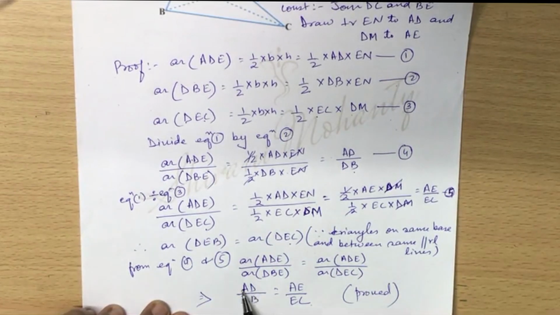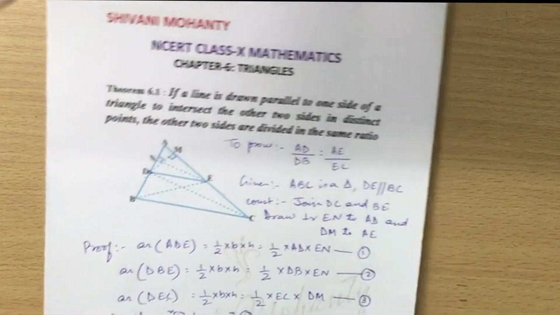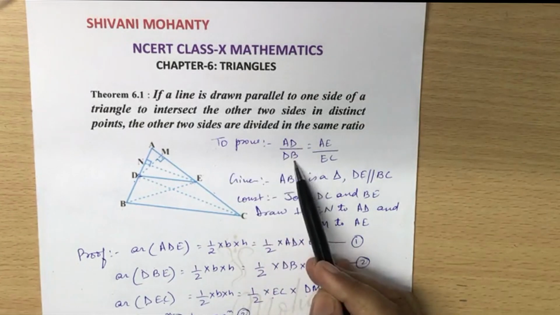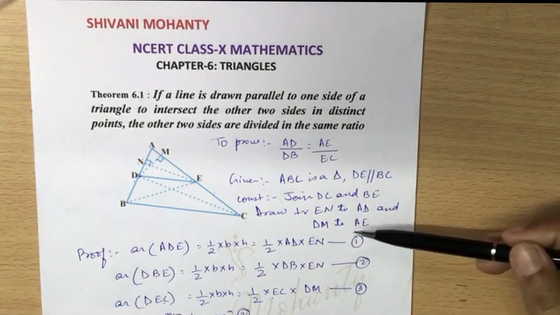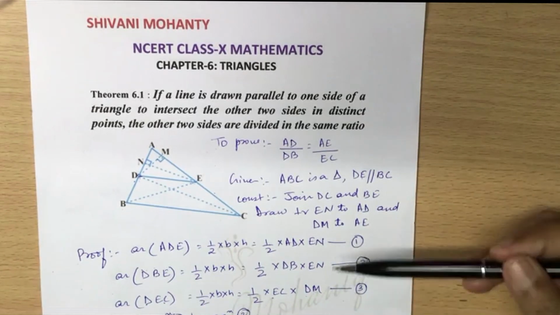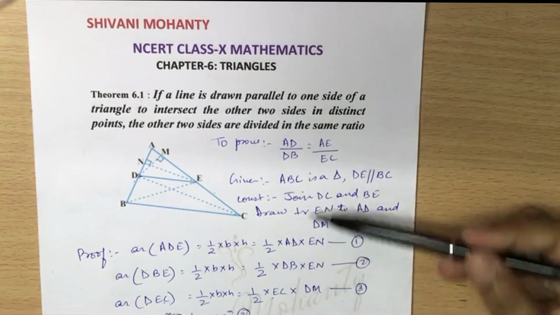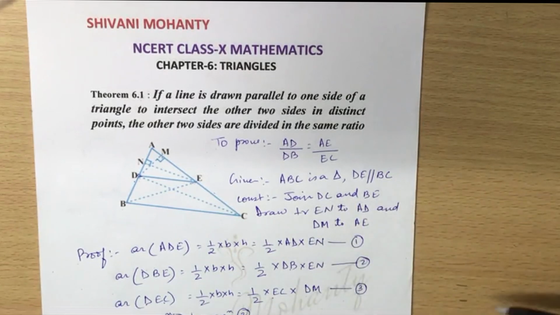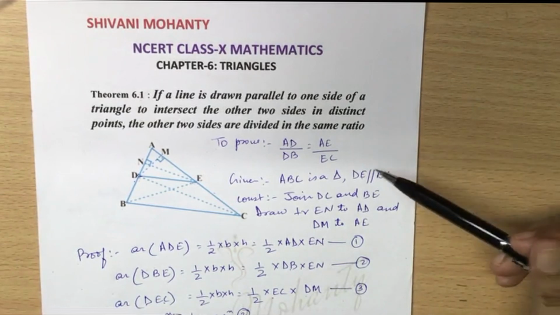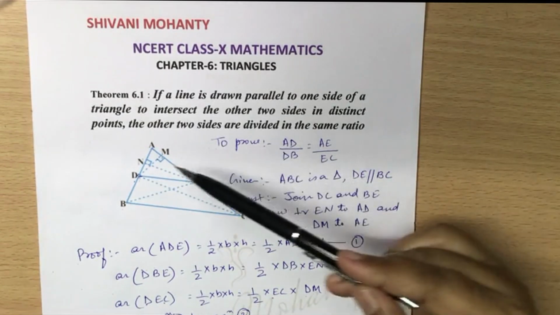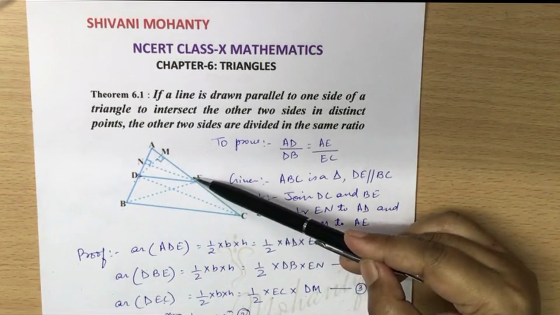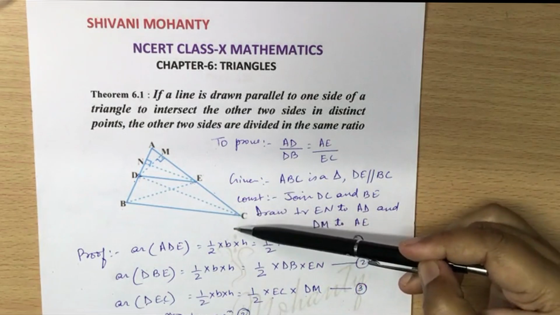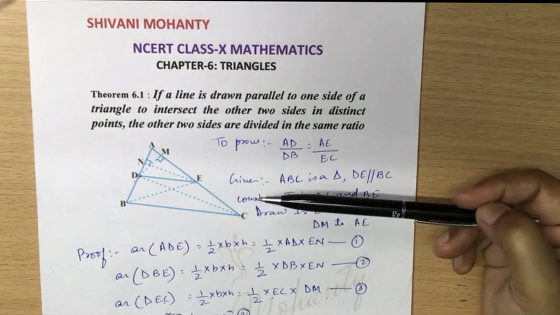Now check. AD by DB is equal to AE by EC. So what was our initial claim to prove? AD by DB is equal to AE by EC. So this theorem is known as Thales Theorem or the Basic Proportionality Theorem. You will be using this theorem for the whole triangle chapter. And what is the conclusion of this theorem? AD by DB is equal to AE by EC. Okay, let us go to the next theorem.